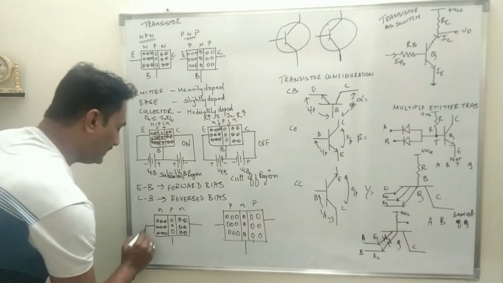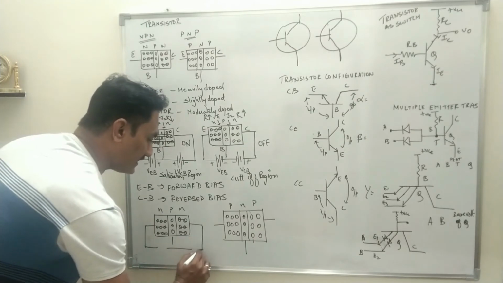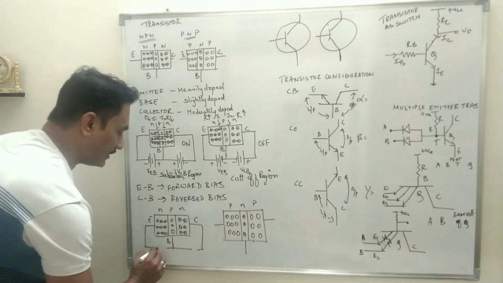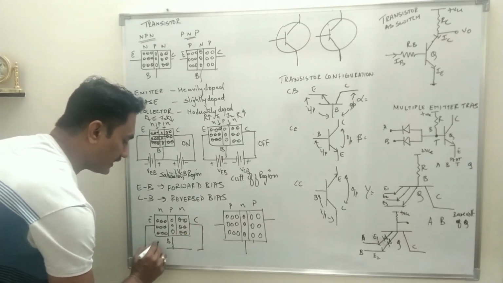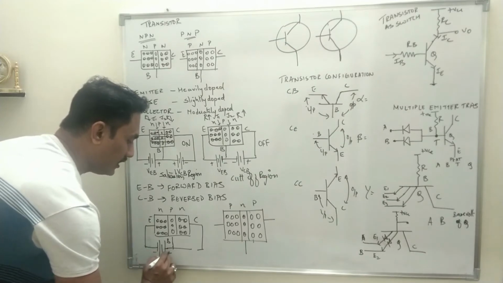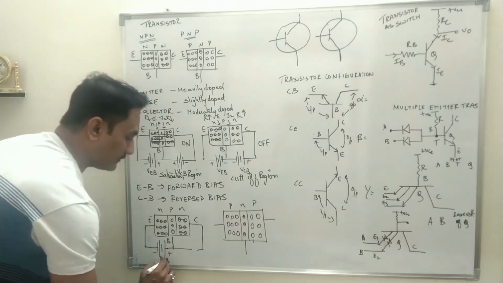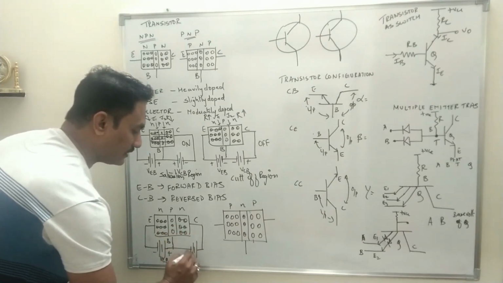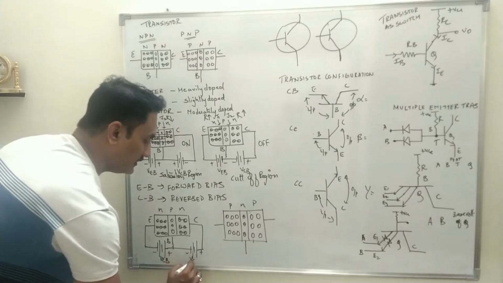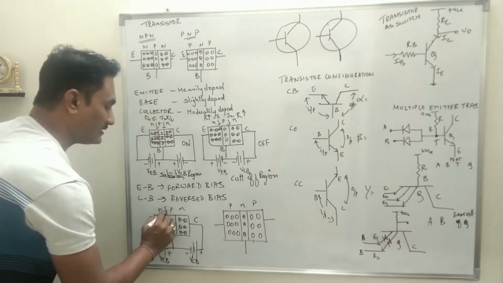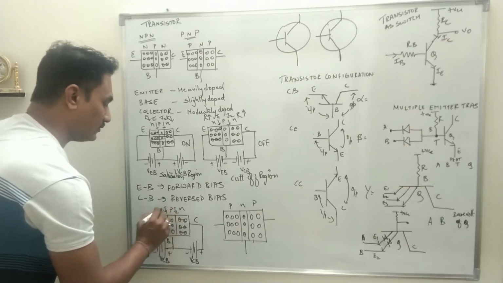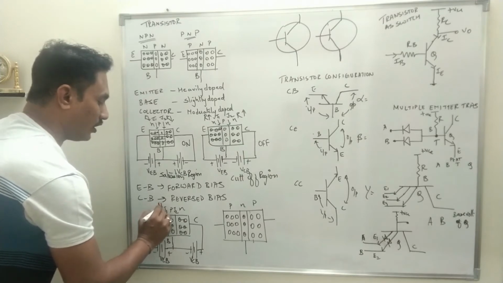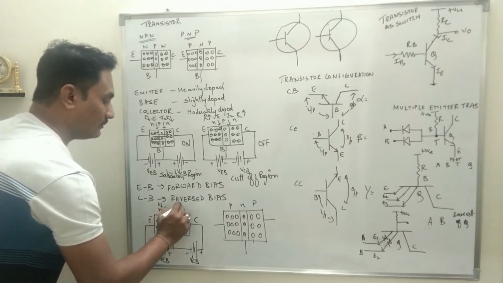So what I said, the emitter base junction should be forward bias and the collector base junction should be reverse bias. This is emitter base, this is collector base. For forward biasing, N should be connected to negative, P should be connected to positive. So this is VEB. And to reverse bias the collector base junction, P should be connected to negative, N should be connected to positive. So this is VCB. So J1 is forward bias, J2 is reverse bias. The resistance offered by J1 will be small, the resistance offered by J2 will be large.